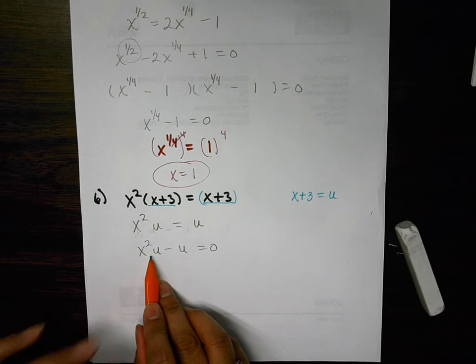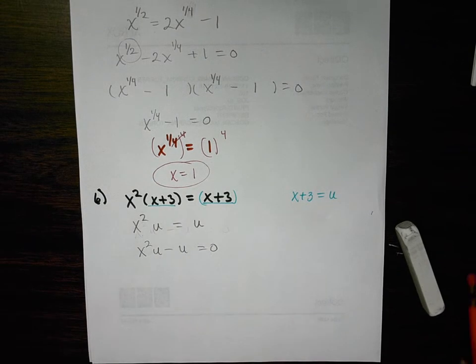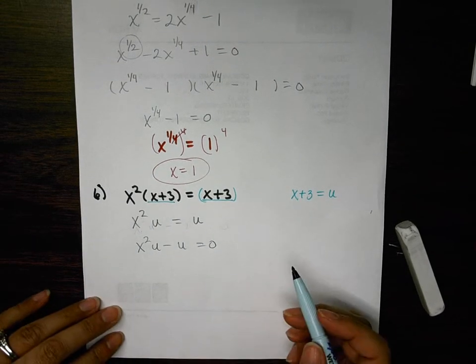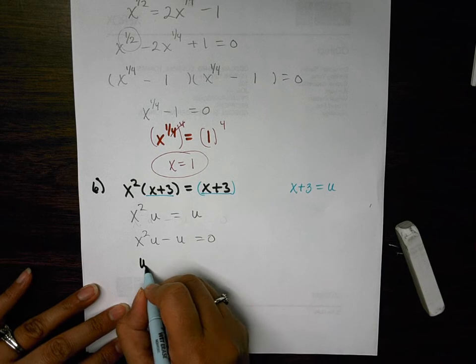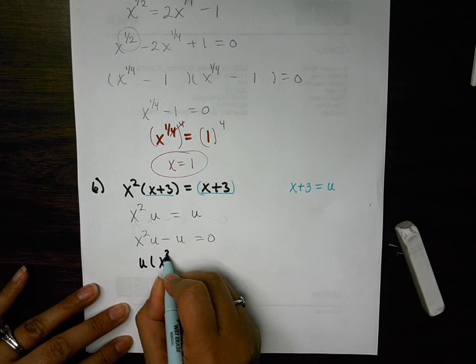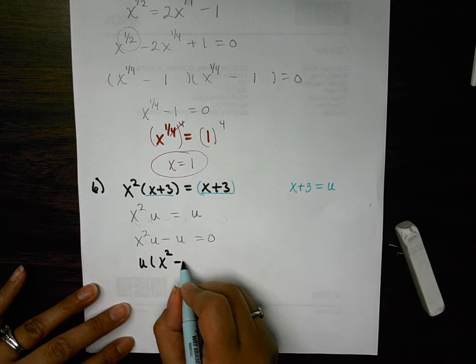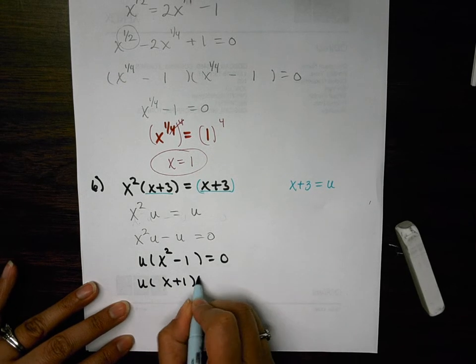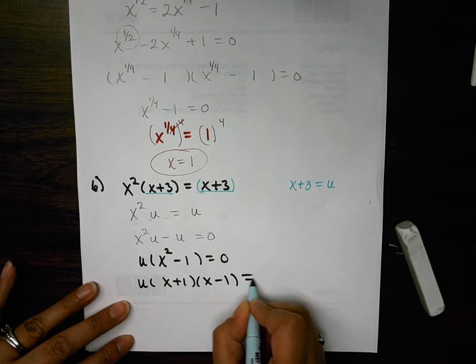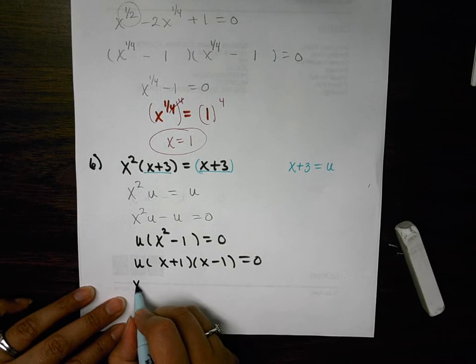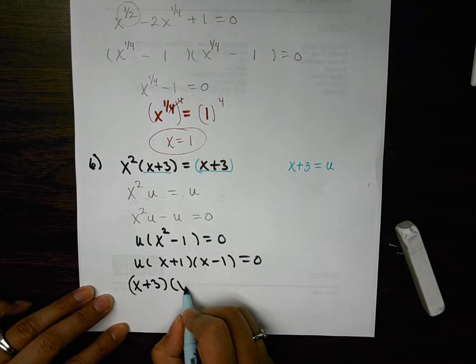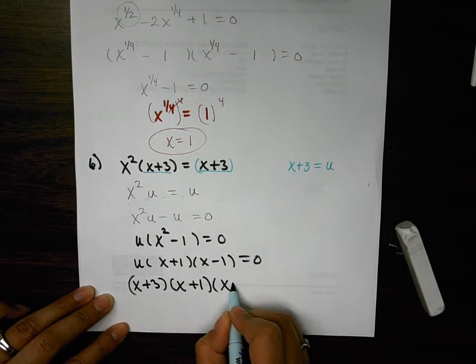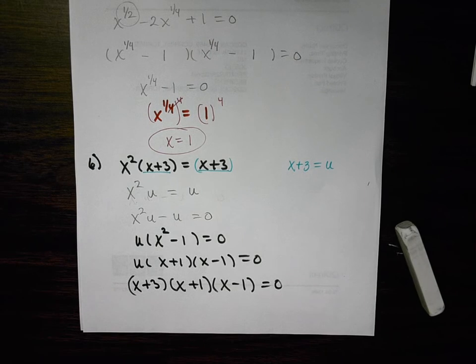Are these two like terms? Can I subtract those two U's? No, because this one's attached to an x squared. So I GCF it. What's my GCF? U. Leaving behind just x squared or x squared minus 1? x squared minus 1. U and then x plus 1, x minus 1. What was U to begin with? x plus 3, x plus 1, and x minus 1. And could you guys solve from there?